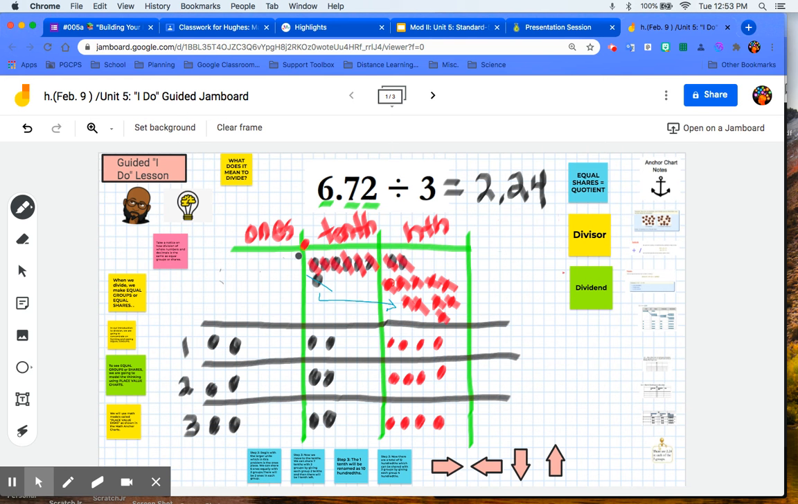And I'm using my understanding of place value to find my divisor. Notice in each group, they have equal shares, just like in our anchor chart with the chocolates, each person was shared 4 chocolates. They all got the same. And that's what division is, finding equal shares.